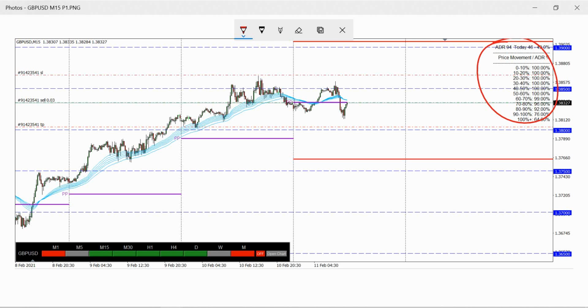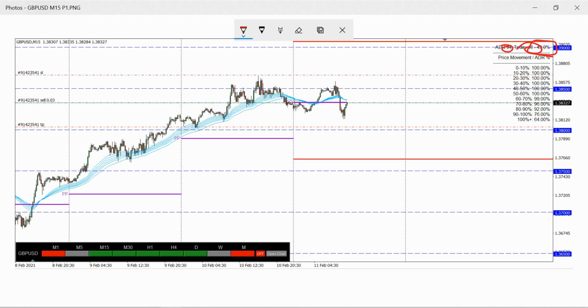So what this is saying here at the moment is that the ADR, the average daily range of the last 15 days, is 94 pips. So what it's done here, if I just remove this line, which it doesn't allow me to do for some strange reason, erase all, that's what we wanted to do, is currently it's done 46 pips of the 94 pips, which is around 49%.